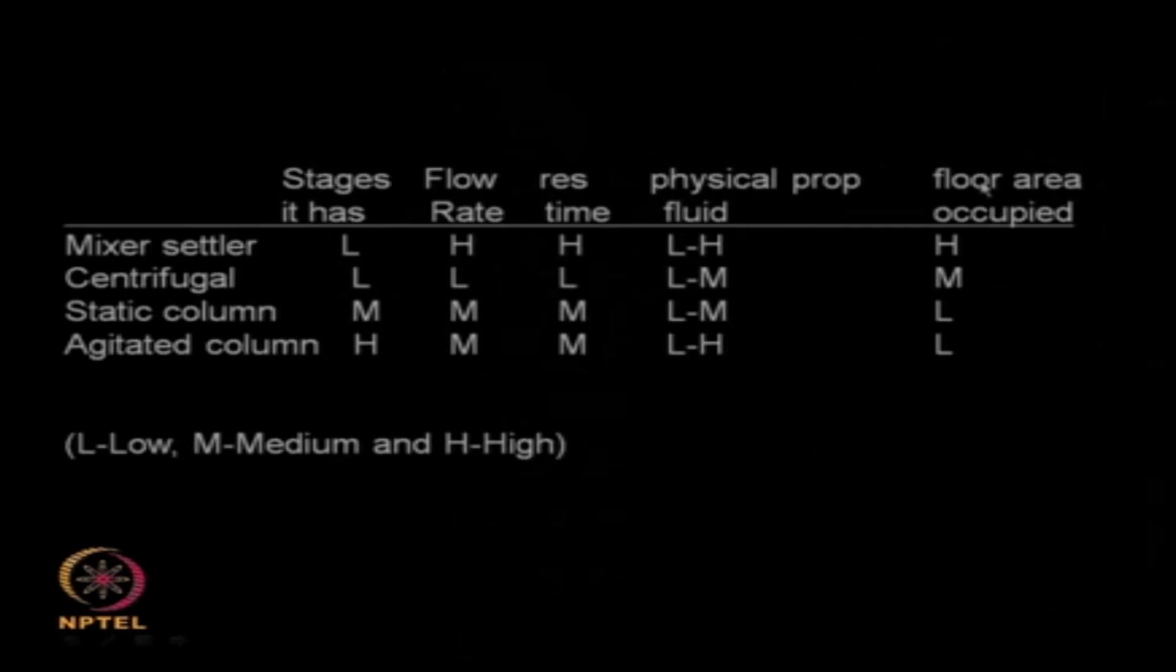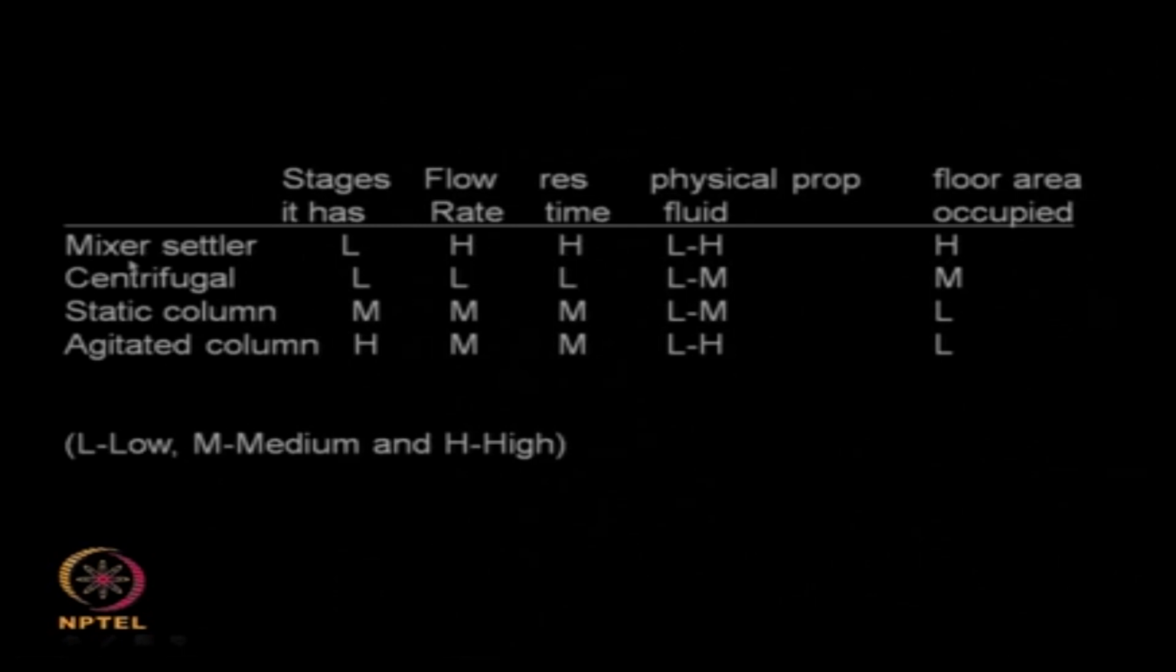Floor area occupied is also very important, because if you have the extractor spread all over the floor, then you are using up too much plant area, whereas if the extractor is vertically placed, then you are occupying less floor area, which is advantageous, because more floor area, more space you will require, more money you need to spend on buying that space.